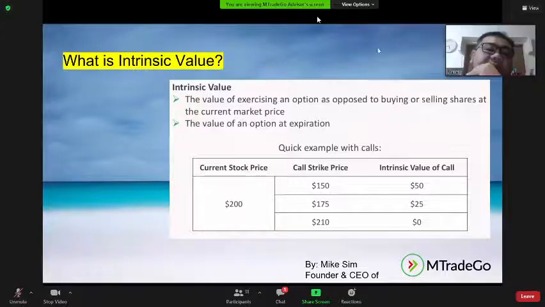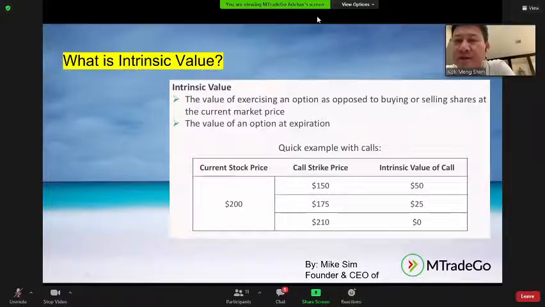Yes, you can unmute your mic now. Okay. Oh yes, yes, yes. Okay, good.